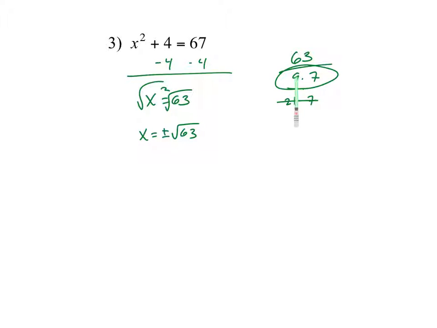Why? Because one of those numbers has a perfect square root, that is 9. So x equals plus or minus the square root of 9 times 7. Okay? And the square root of 9 is 3, so that means that x equals plus or minus 3 square root of 7.